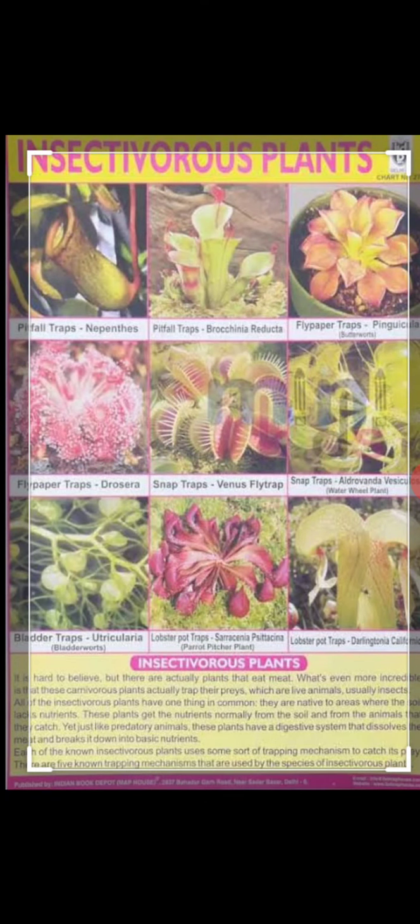See, my dear students, insectivorous plants are plants which can trap insects and digest them for their nutrition. Whatever insects come and sit on that plant, they will trap it. Understand? They will trap it and digest them for their nutrition, and consume it.